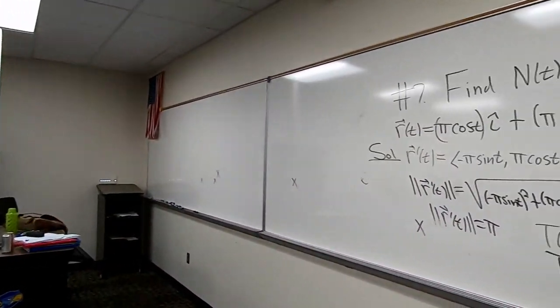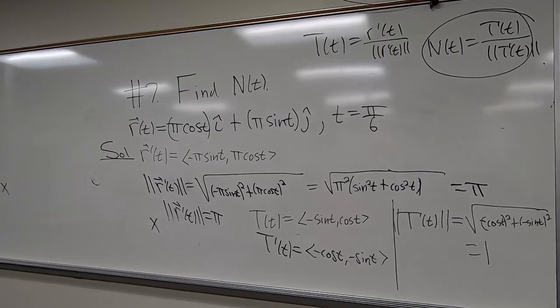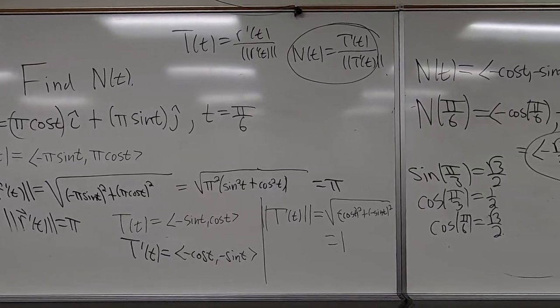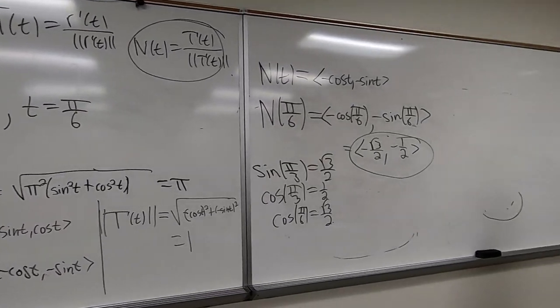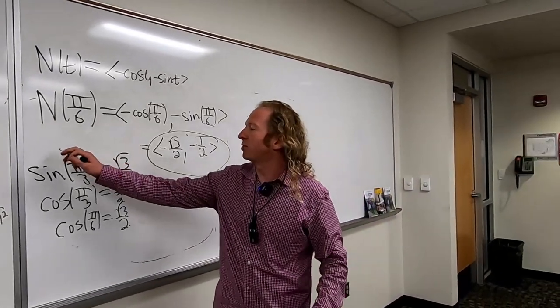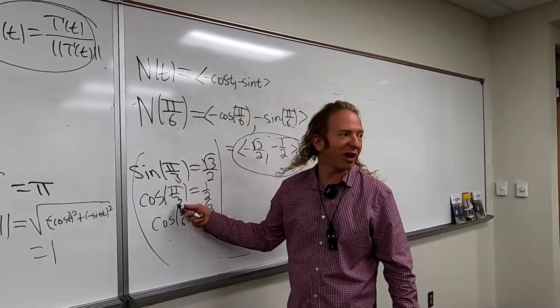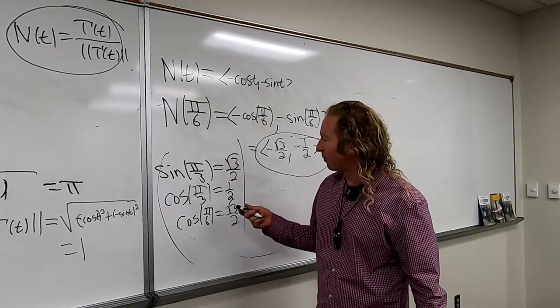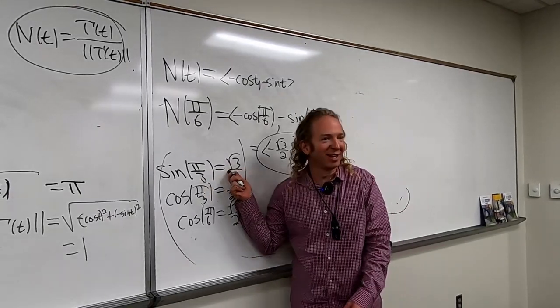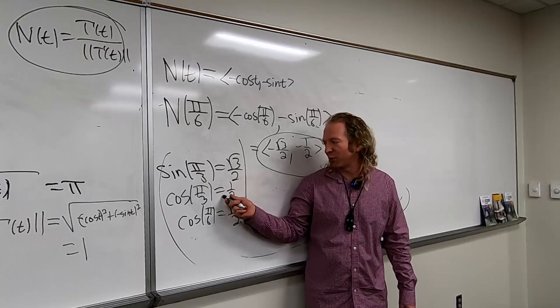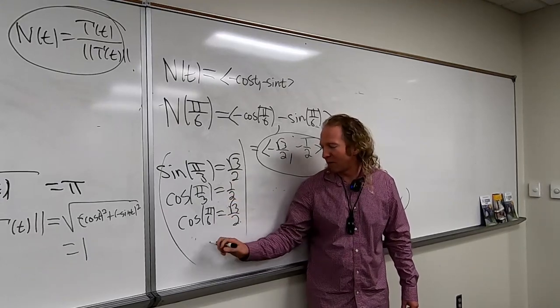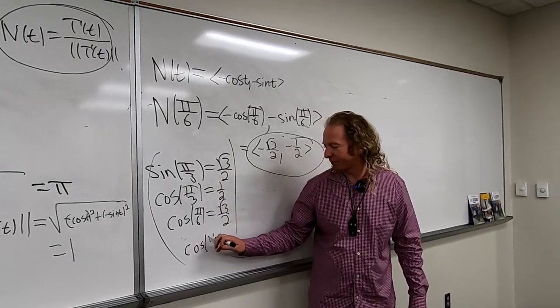Why is your parameter pi over 3? Where? Oh, no, it's not. I was just checking some trig values. Oh, okay. This is how I memorize it. I memorize this one, and then once I know this one, I know this one's the other one. Then I know that can't be that, and this one has to be good.